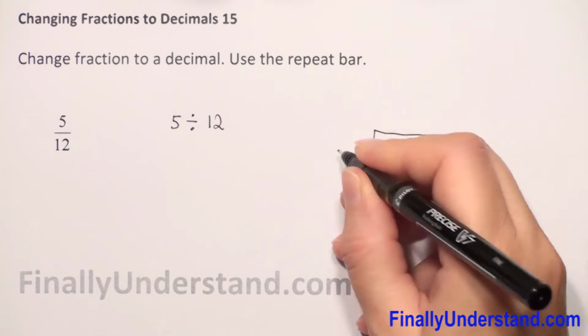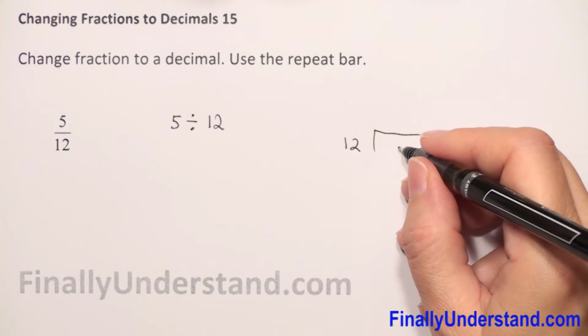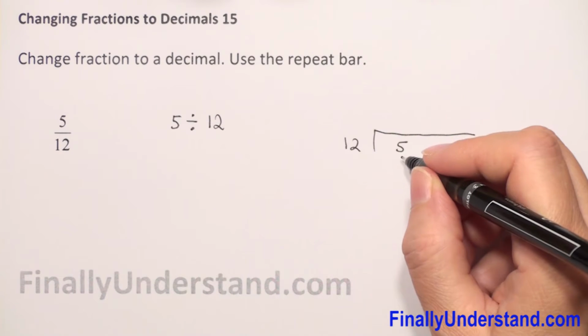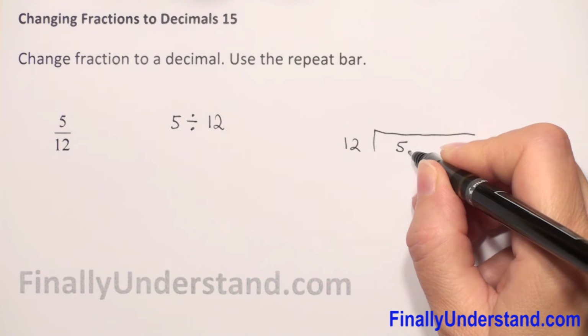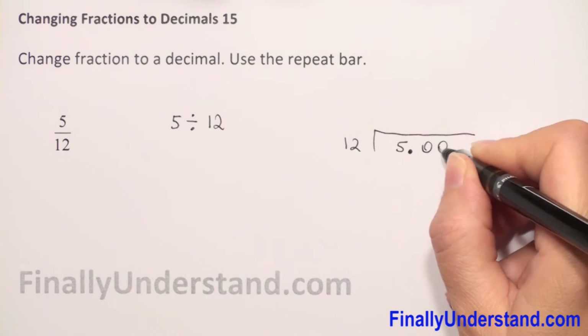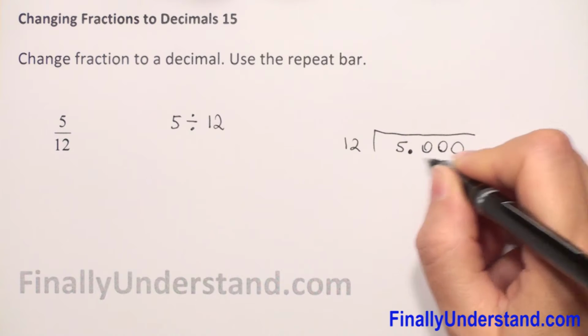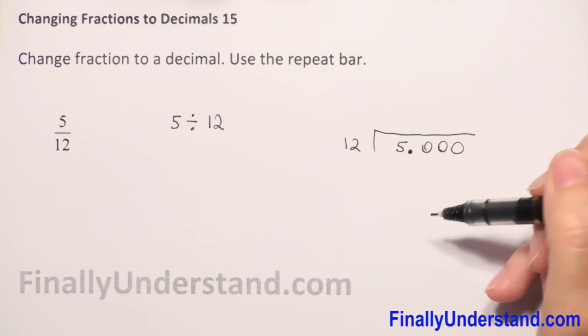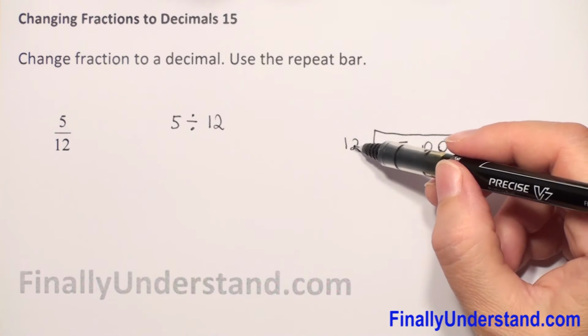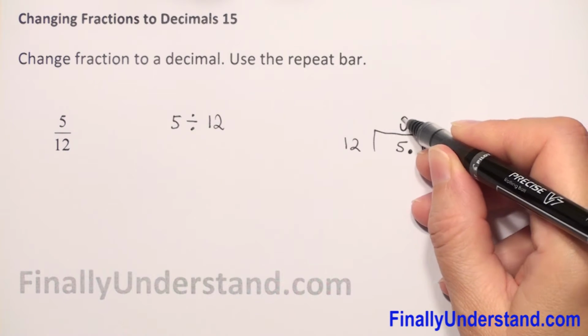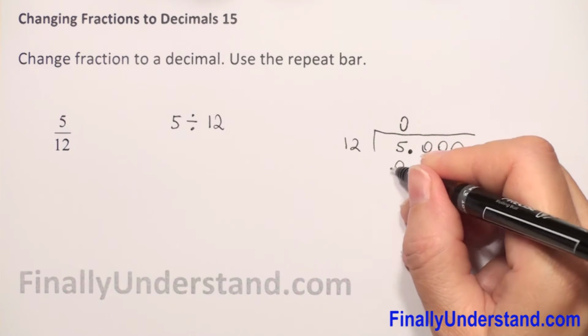Our divisor is 12, and because we cannot put 12 into 5, after the 5 we put a decimal point, and we will add extra zeros. When we add zeros after the decimal point, we don't change the value of our number; it's still 5. And now, how many times can we put 12 into 5? 0. 0 times 12 is 0.